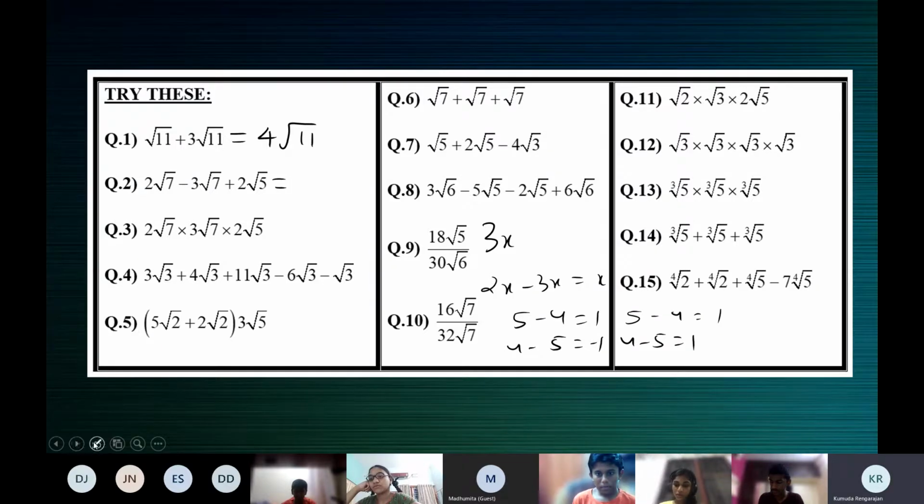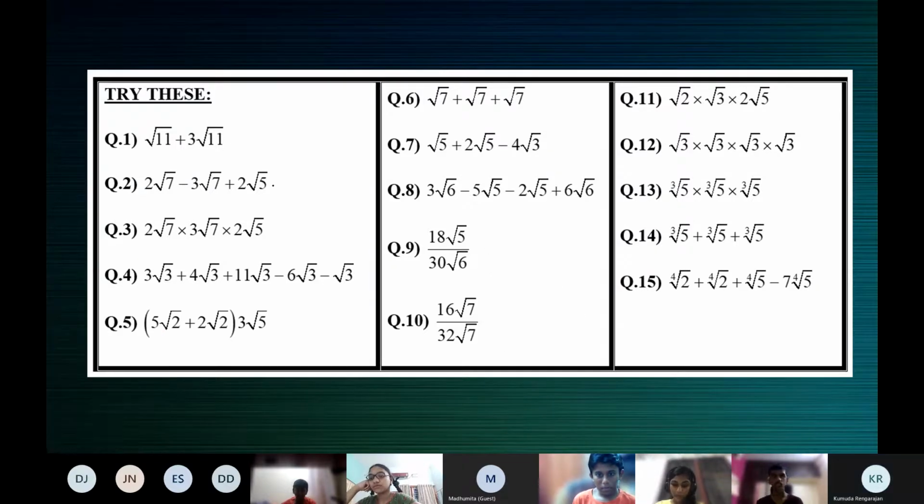Raja, wake up. What is 2x minus 3x? Simple. What is 2 minus 3? Minus x. So it will be minus. Minus root 7. Good. Minus root 7. Then? Minus root 7 plus 2 root 5.